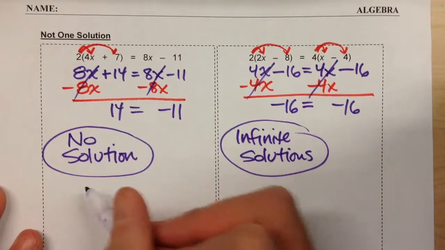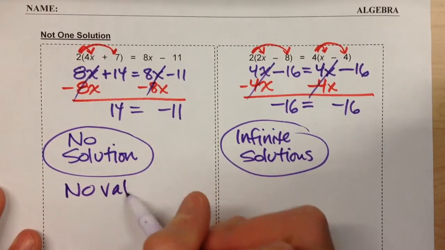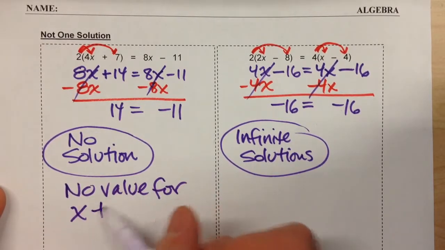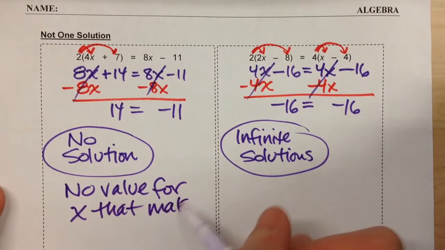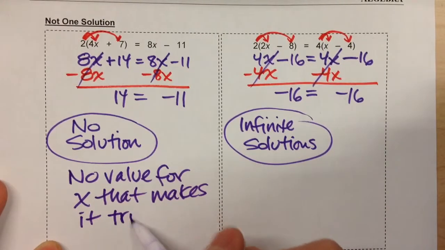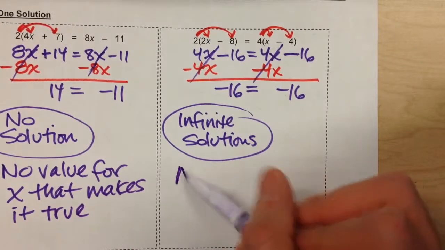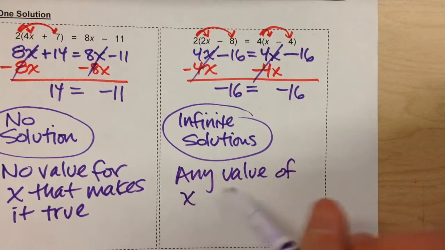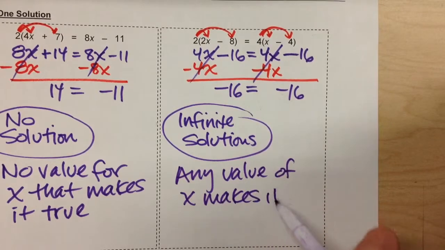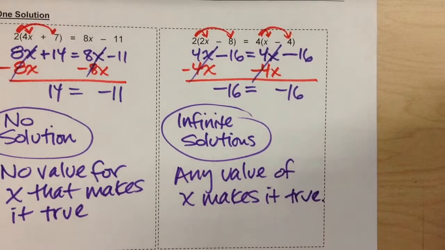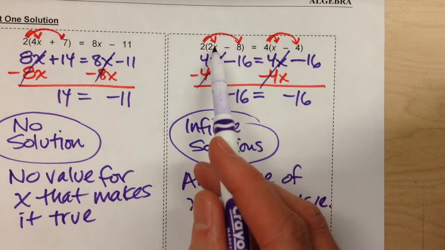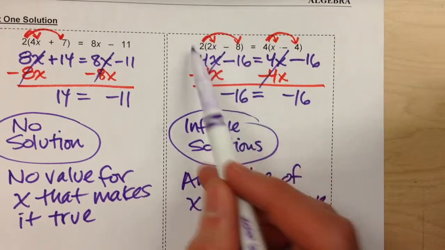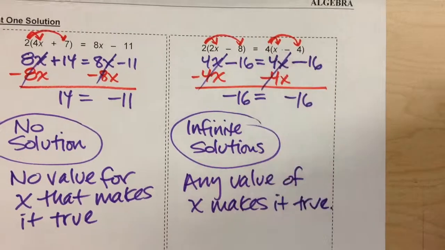In this case, there is no value for x that will make it true. Whereas in this case, any value of x makes it true. And if you don't believe me, pick a number, put it in for x, here and here. No matter what number you pick, this side, when computed, will equal this side when computed.